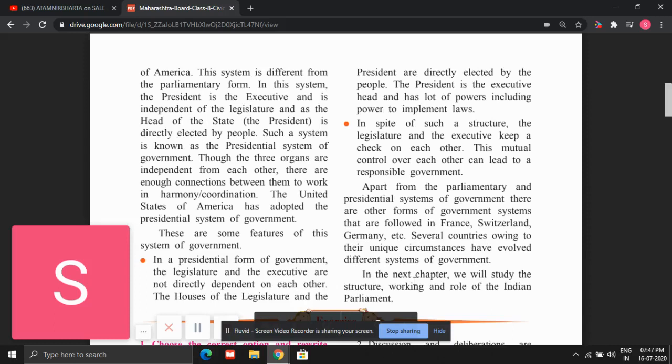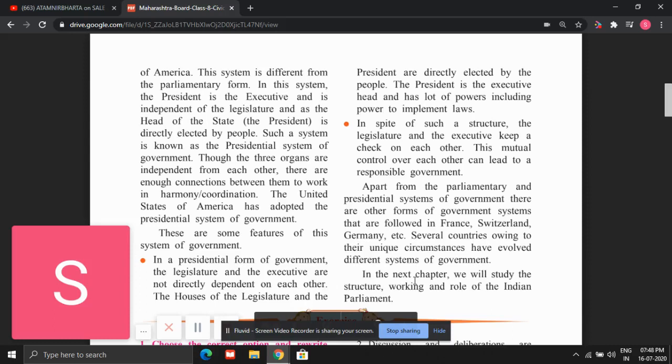The second feature is that, in spite of such a structure, the legislature and the executive keep a check on each other. Though they are independent, they have a check on each other. That is, the legislature keeps a check on the executive, and the executive keeps a check on the legislature. This mutual control over each other helps in building up a responsible government. So that's all about the presidential system of government.